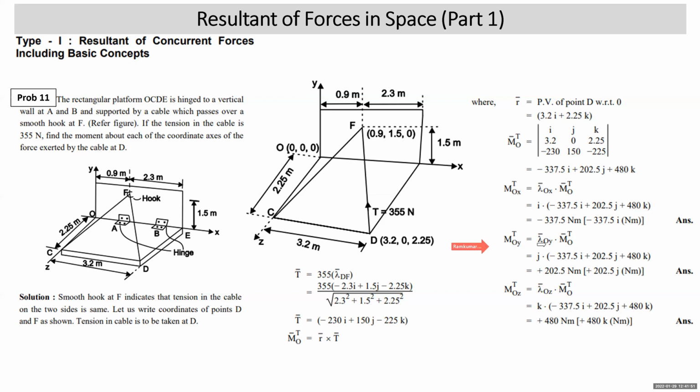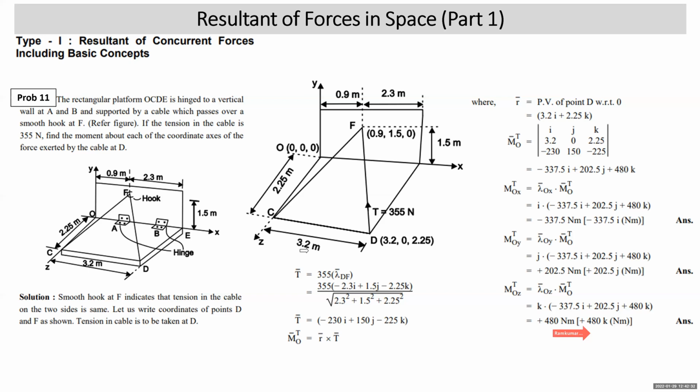Same way, the moment of T about OY is lambda OY dot the moment of T about O. You write lambda OY as j and take the dot product. Then here the j coefficient will be effective. So the moment of T about OY is plus 202.5 Newton meter, and in vector form plus 202.5 j Newton meter. Then the moment of T about OZ is lambda OZ dot the moment of T about O. Lambda OZ is k. Just substitute, you get the k coefficient, that is plus 480 Newton meter, or in vectorial form plus 480 k, as the unit vector along the Z axis is k. So this way we have covered the problems of type 1 in space force system.